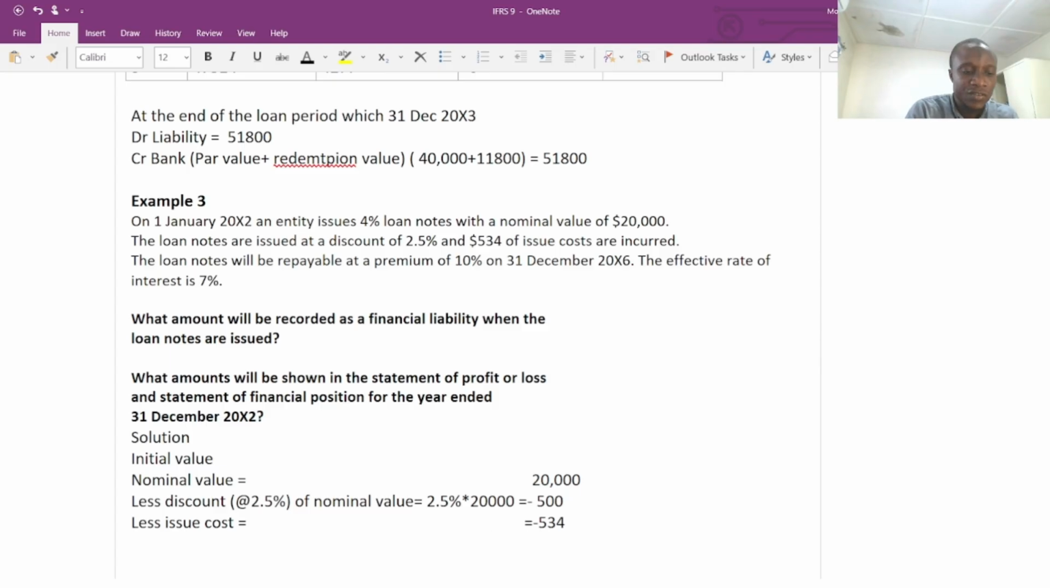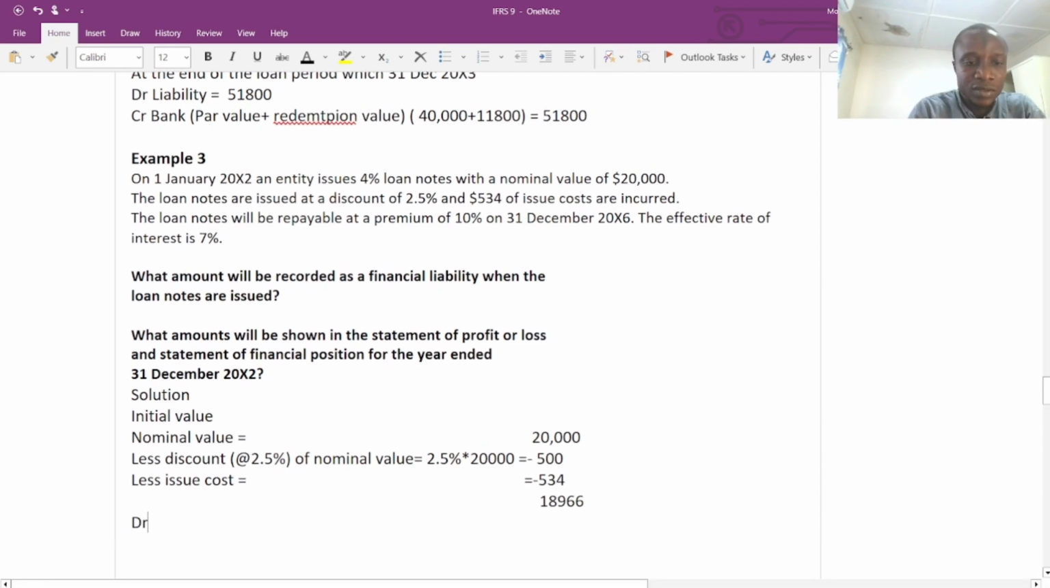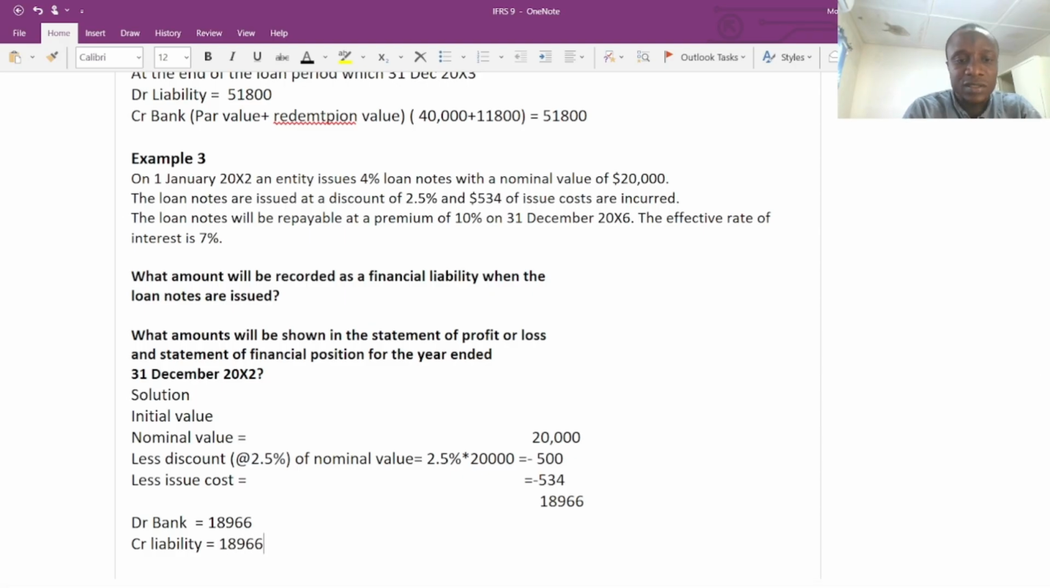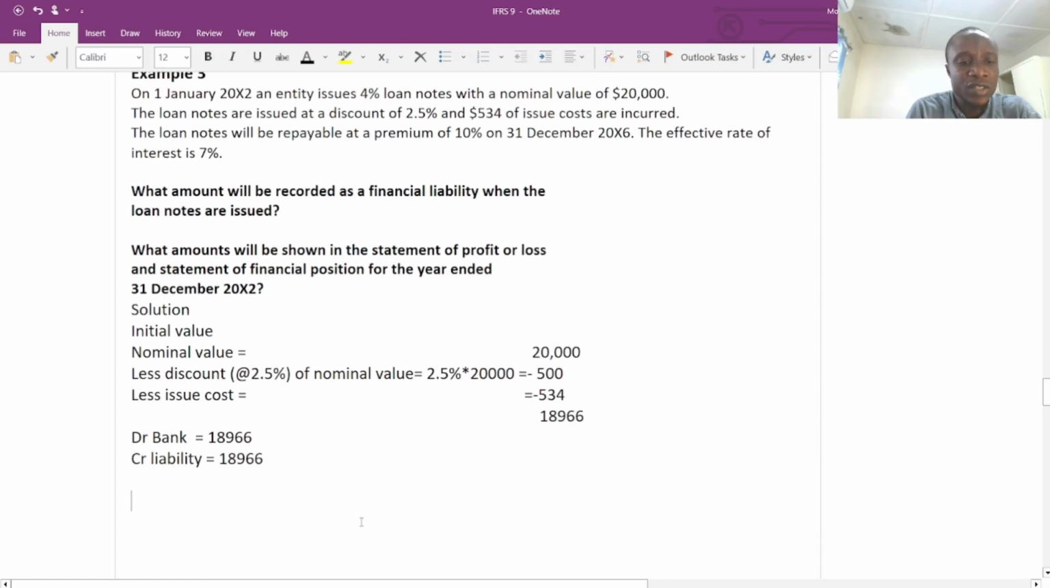So its initial value will be 18,966. For this initial value, we are going to debit bank 18,966 and credit liability 18,966. Very simple. This is what we are going to do for initial recognition. Now we are going to look at the subsequent measurement using the amortized cost table.